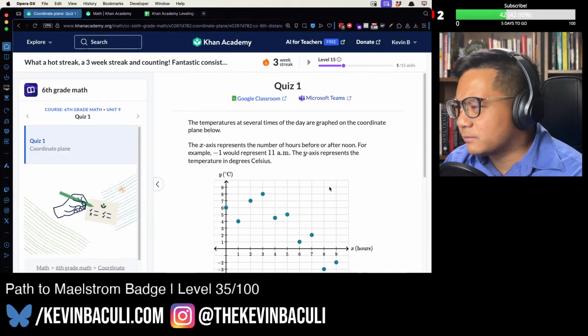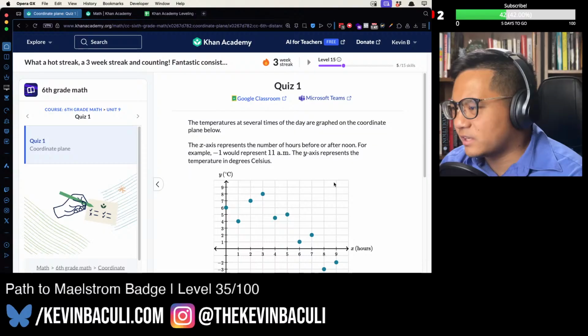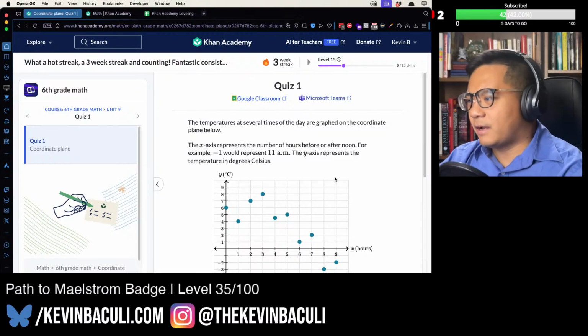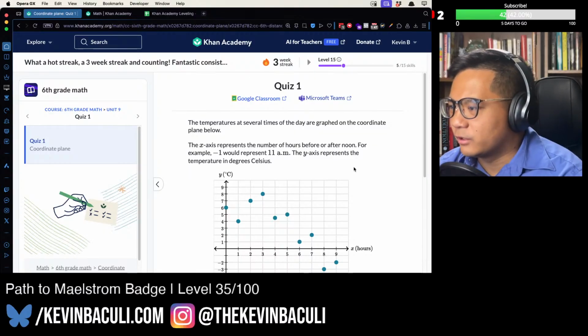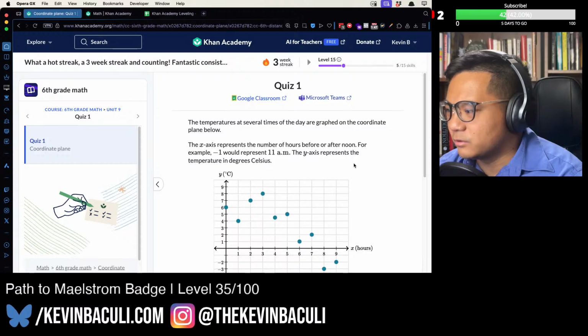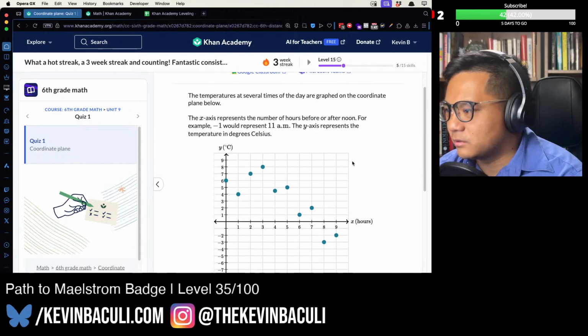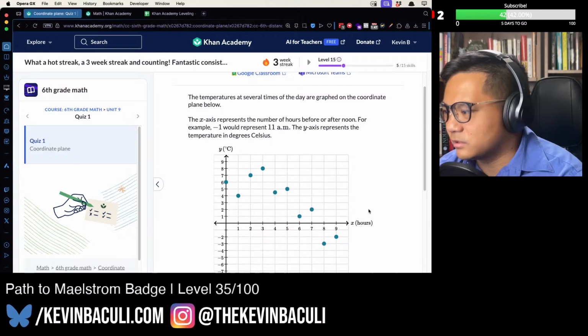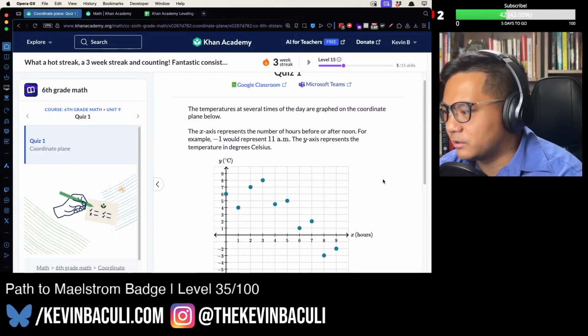Temperature at several times of day are graphed on the coordinate plane below. The x-axis represents the number of hours before afternoon. For example, -1 would represent 11 a.m. The y-axis represents the temperature in degrees Celsius. Okay, so this is as the day went by.